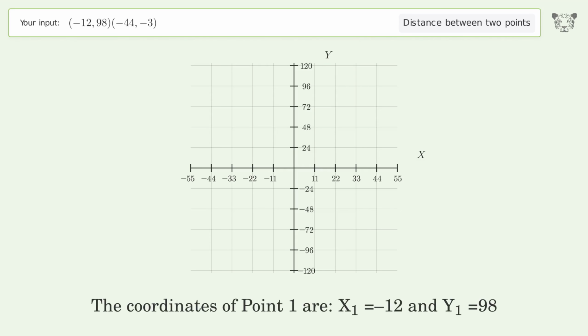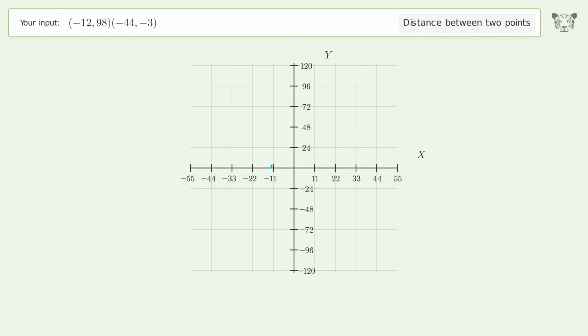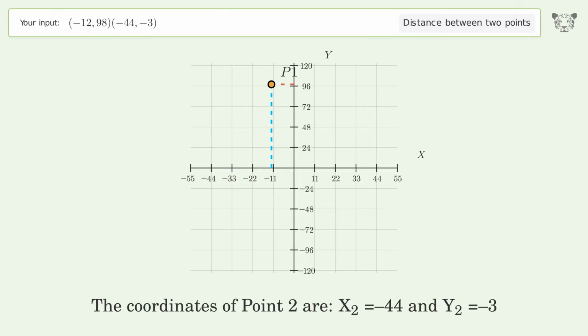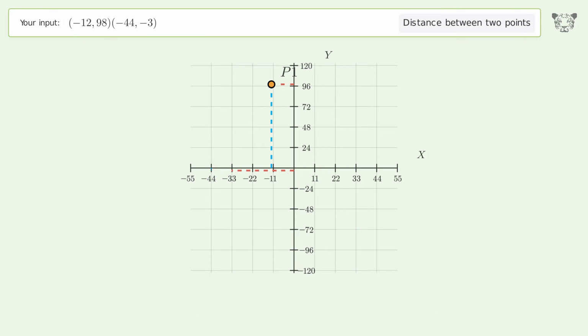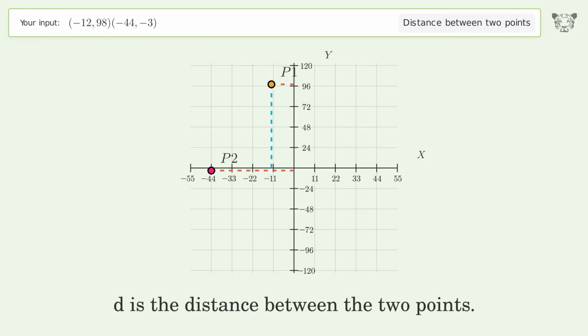The coordinates of point 1 are x1 equals -12 and y1 equals 98. The coordinates of point 2 are x2 equals -44 and y2 equals -3. D is the distance between the 2 points.